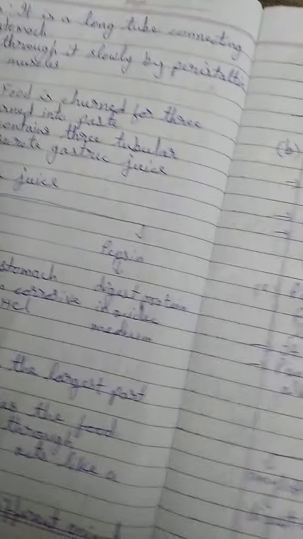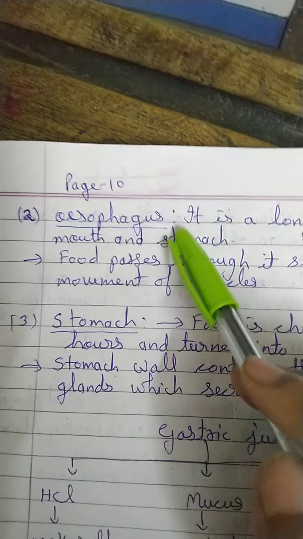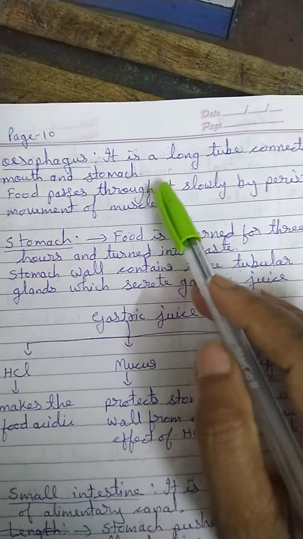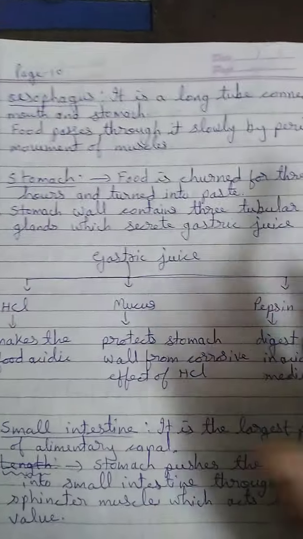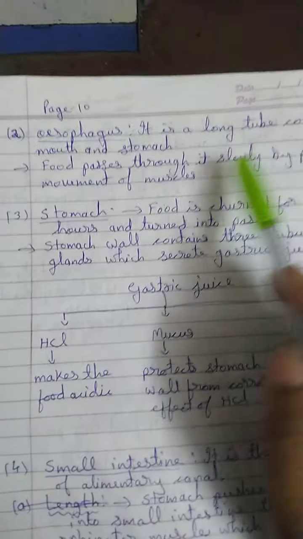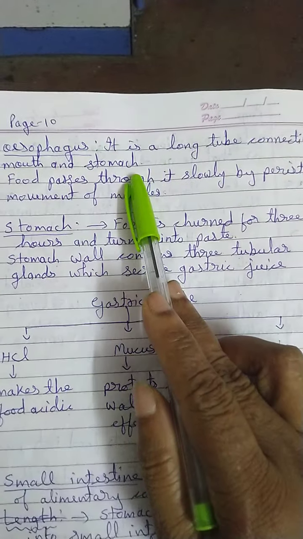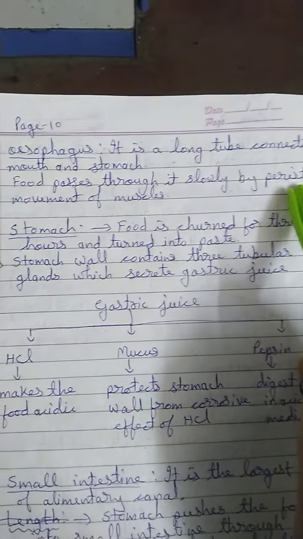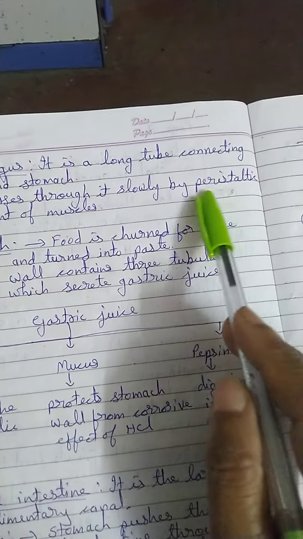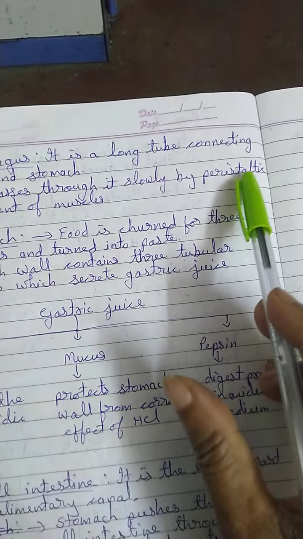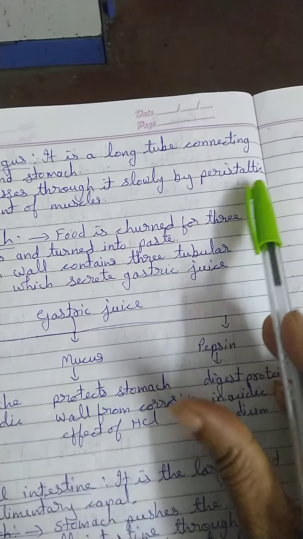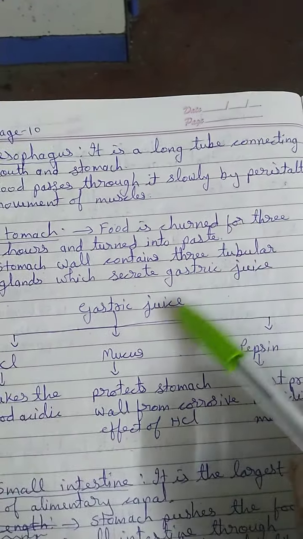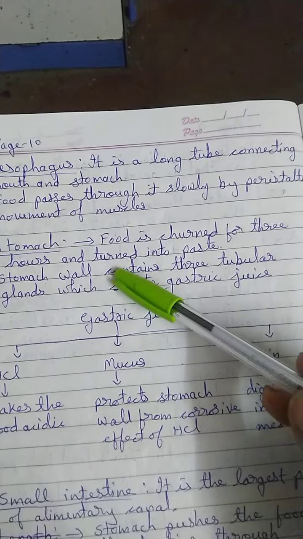The next one is the esophagus. The next part of the alimentary canal is the esophagus. The esophagus is a long tube which connects the mouth and the stomach, and food passes through it slowly and gradually by the peristaltic movement of the muscles. Peristaltic movement means it holds the food then releases, again holds the food and releases, and slowly and gradually the food passes. Then it enters the stomach.